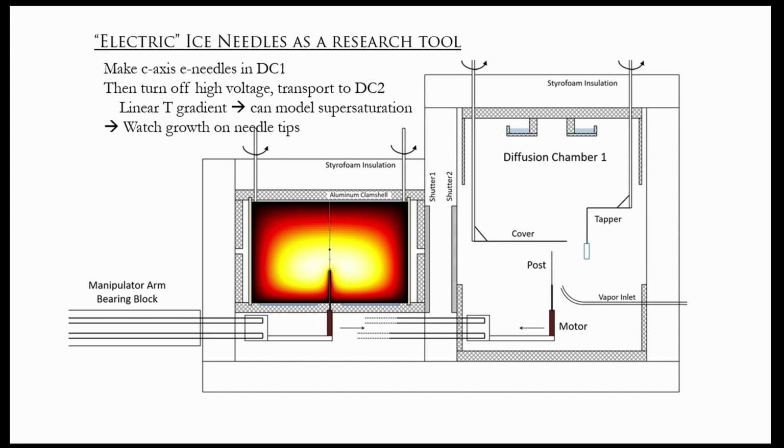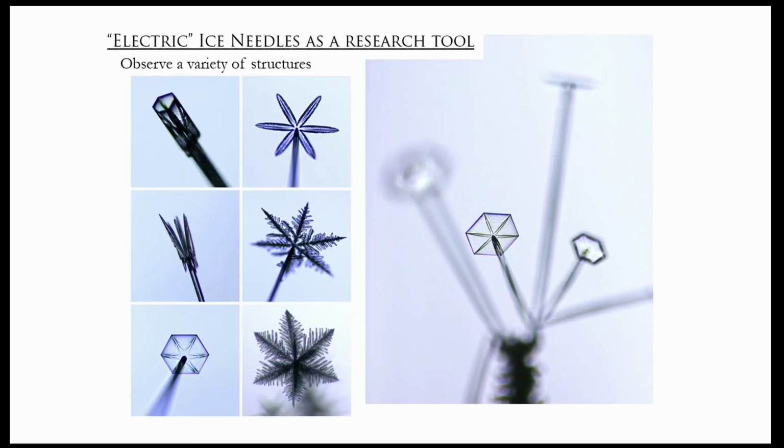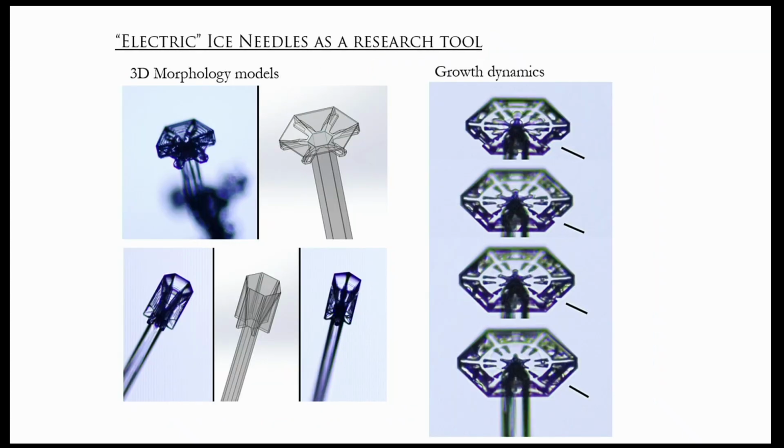So we can estimate. You have to model supersaturations. It's almost impossible to measure it. You just have to model it. It's not like temperature. You can't just stick a probe in. And so we get lots of structures we can see, and we can do these sketches, make morphology models, look at dynamics.